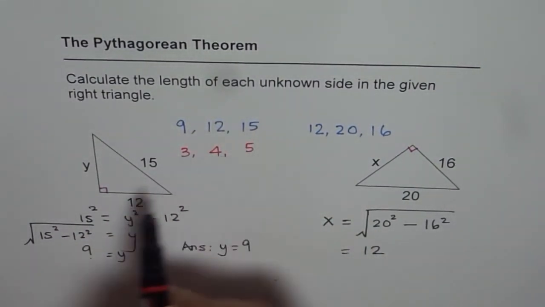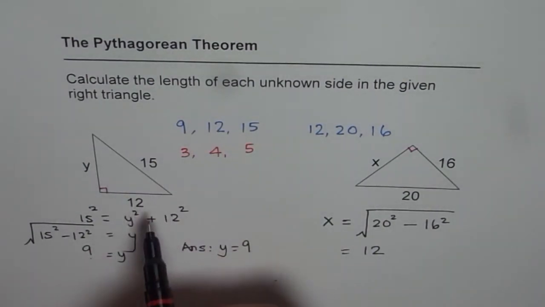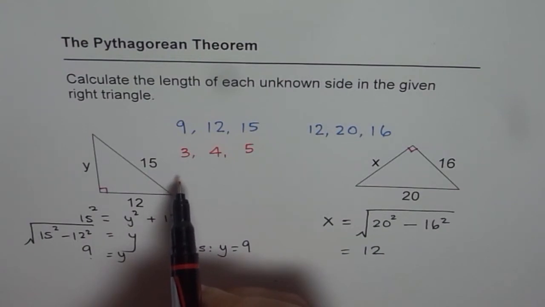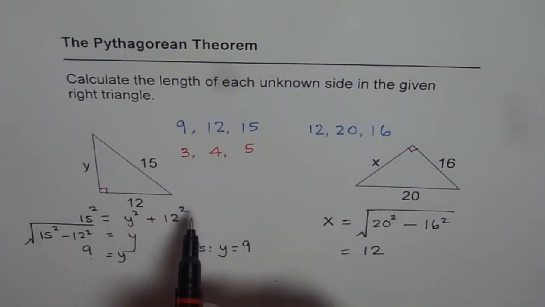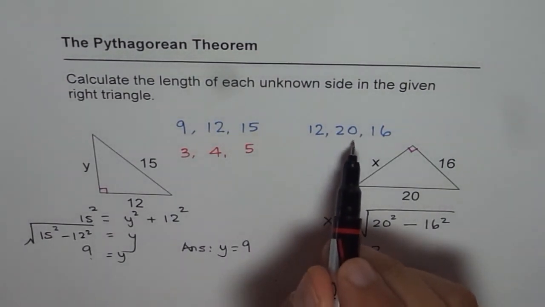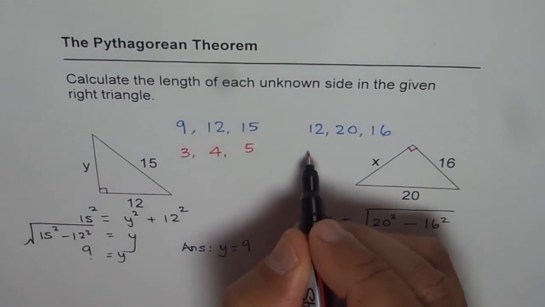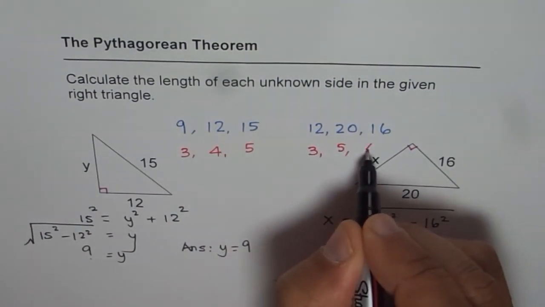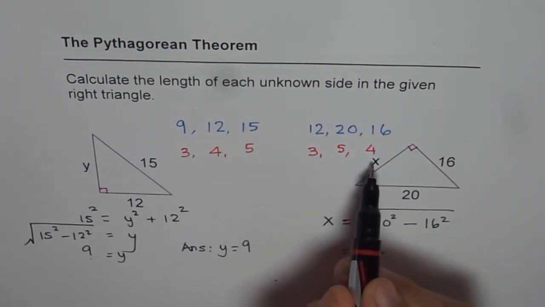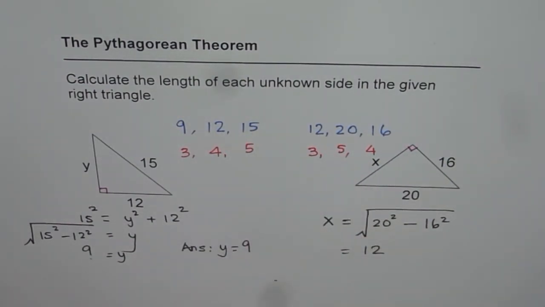3, 4 and 5 will also form a right triangle. It's a similar triangle where every side is 3 times smaller, divided by a factor of 3. Now here the common factor is 4. Let me divide by 4 and see what I get. 4 times 3, 4 times 5 and 4 times 4. So again the sides are 3, 4 and 5. Do you see that? So these were kind of similar triangles.